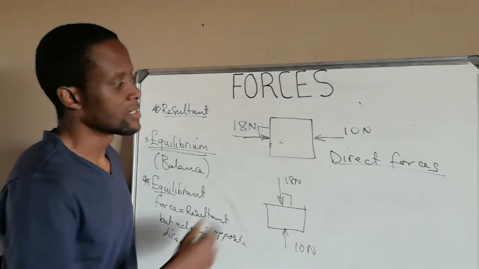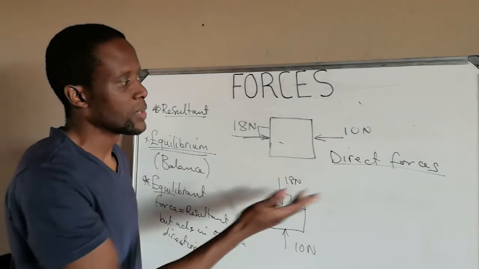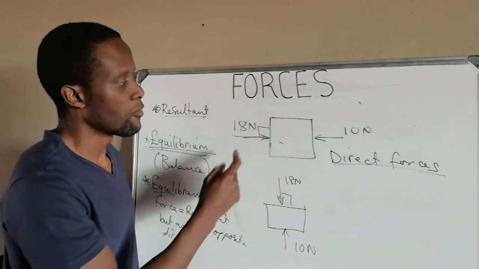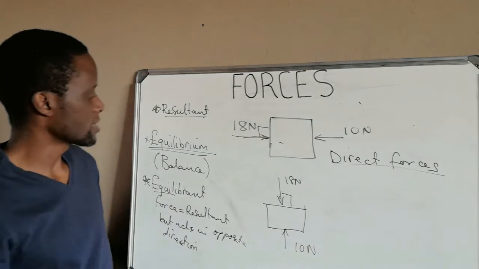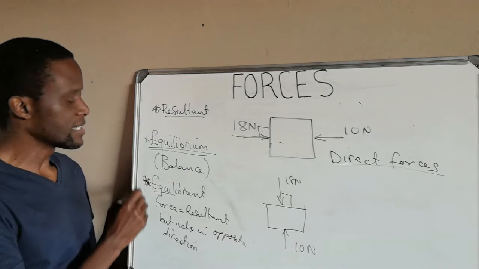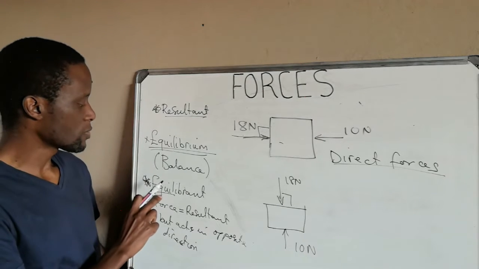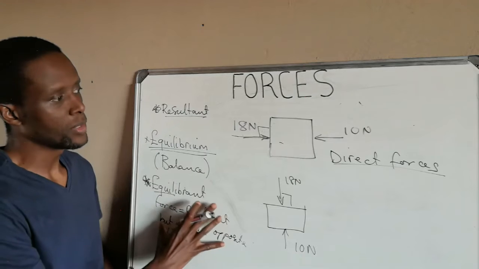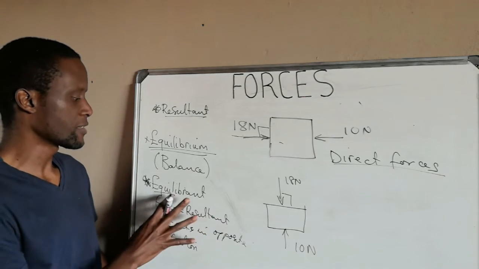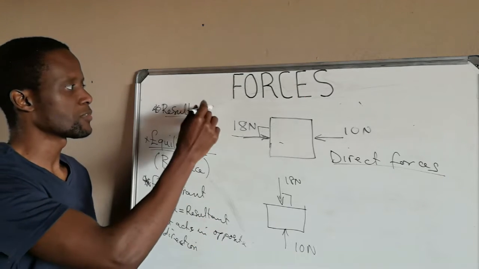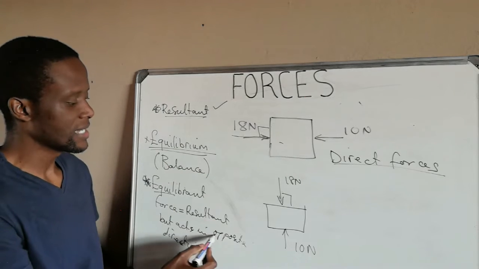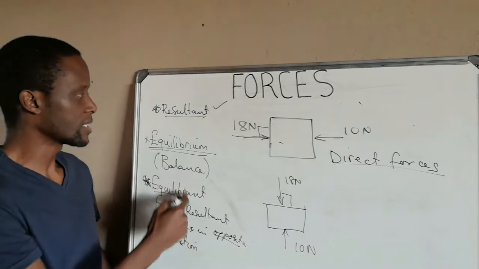Typical questions will be like these ones. They ask you to determine the equilibrant of these two forces, or find the resultant of these two forces. With the equilibrant, there is no special case of solving for it. What you need to do is first solve for the resultant. After you solve for the resultant, then you reverse the direction of the resultant.